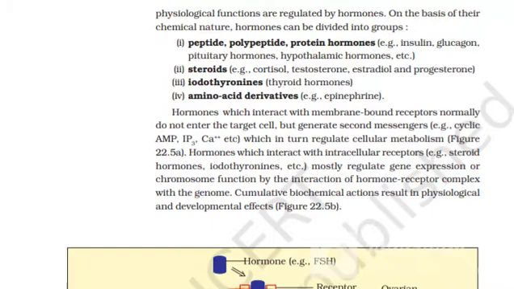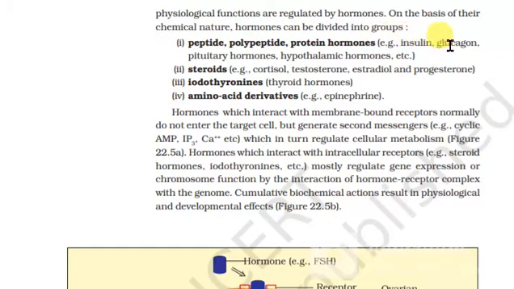On the basis of their chemical nature, hormones can be divided into groups. Number 1, peptide, polypeptide, protein hormones. Number 2, steroids. Number 3, iodothyronines. Number 4, amino acid derivatives. First one, peptide, polypeptide, protein hormones.